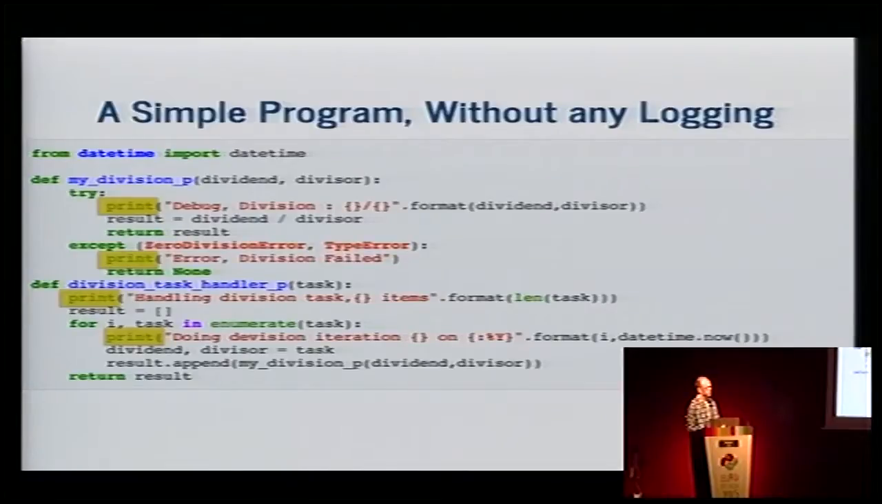We might run into a situation where something goes wrong. We might also want to report on that. We also do this at different levels. So we have this little division function that really does only a division. And then we call it from another function that just iterates through a complete task. And now we have four calls that we might want to see at one point in time.